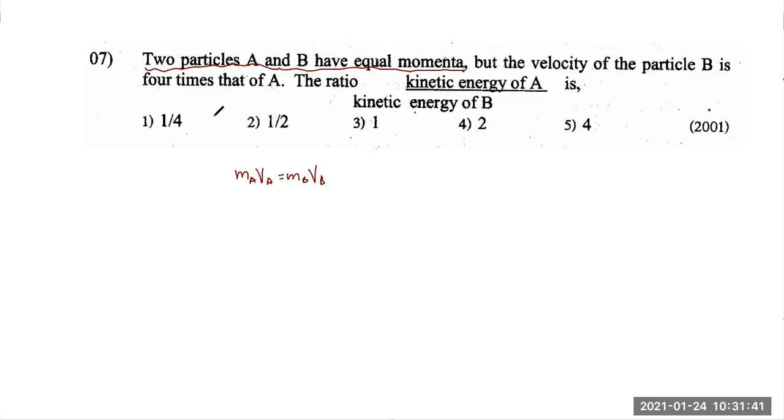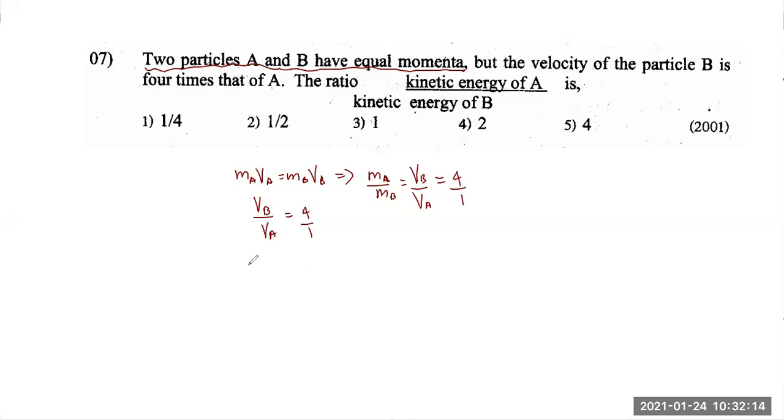But the velocity of particle B is 4 times that of particle A. So VB over VA is 4 over 1. And moreover, from this equation, we can say MA over MB is actually equal to VB over VA. All right. So VB over VA is equal to 4 over 1. That is MA over MB as well.